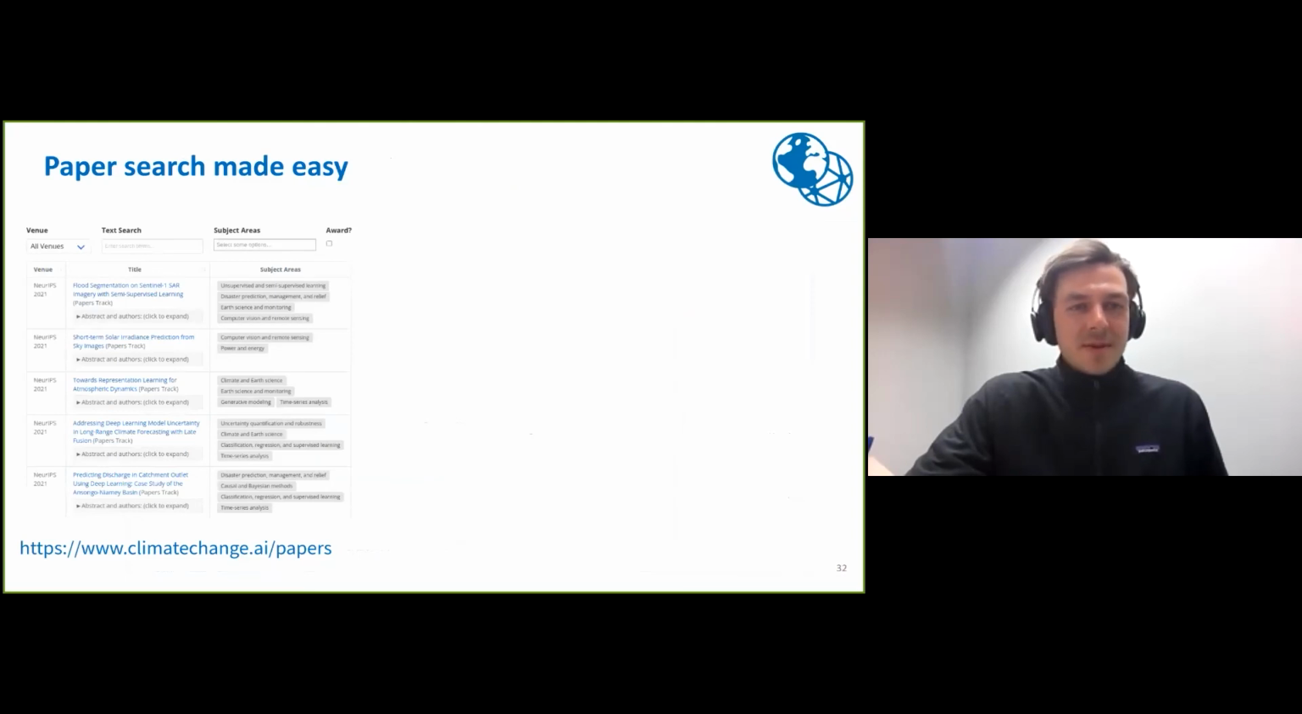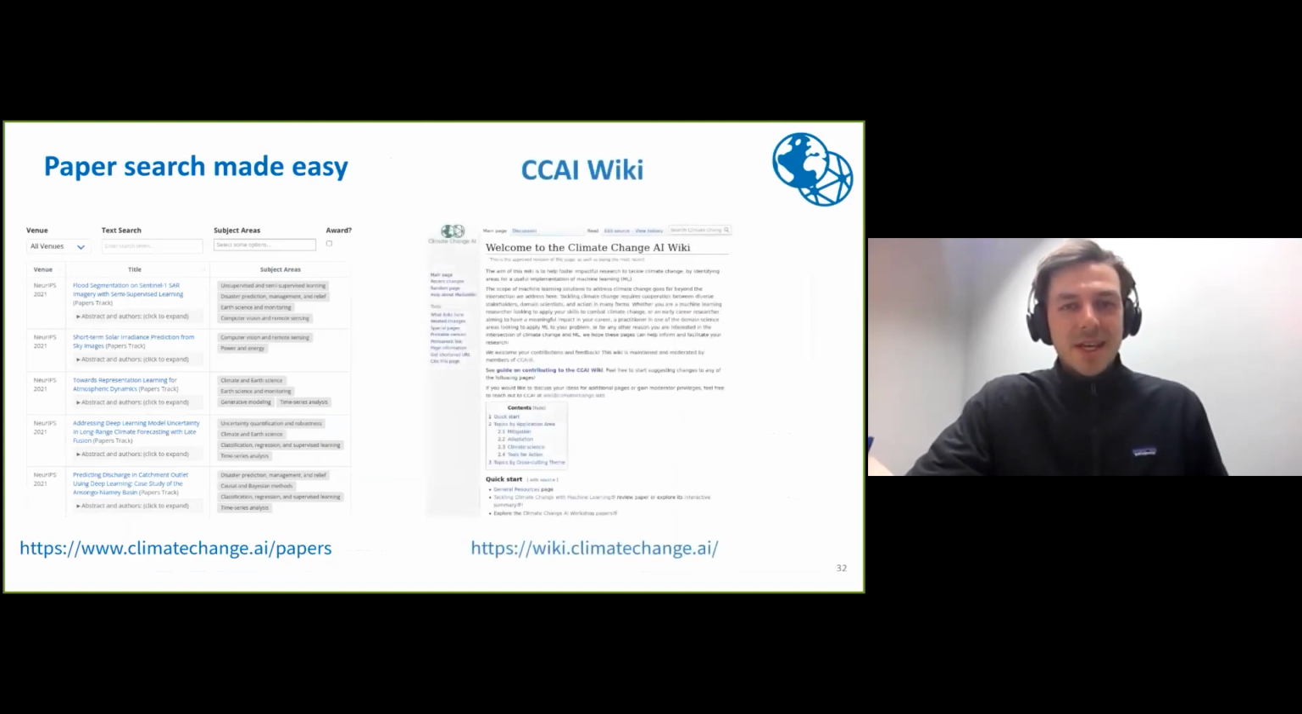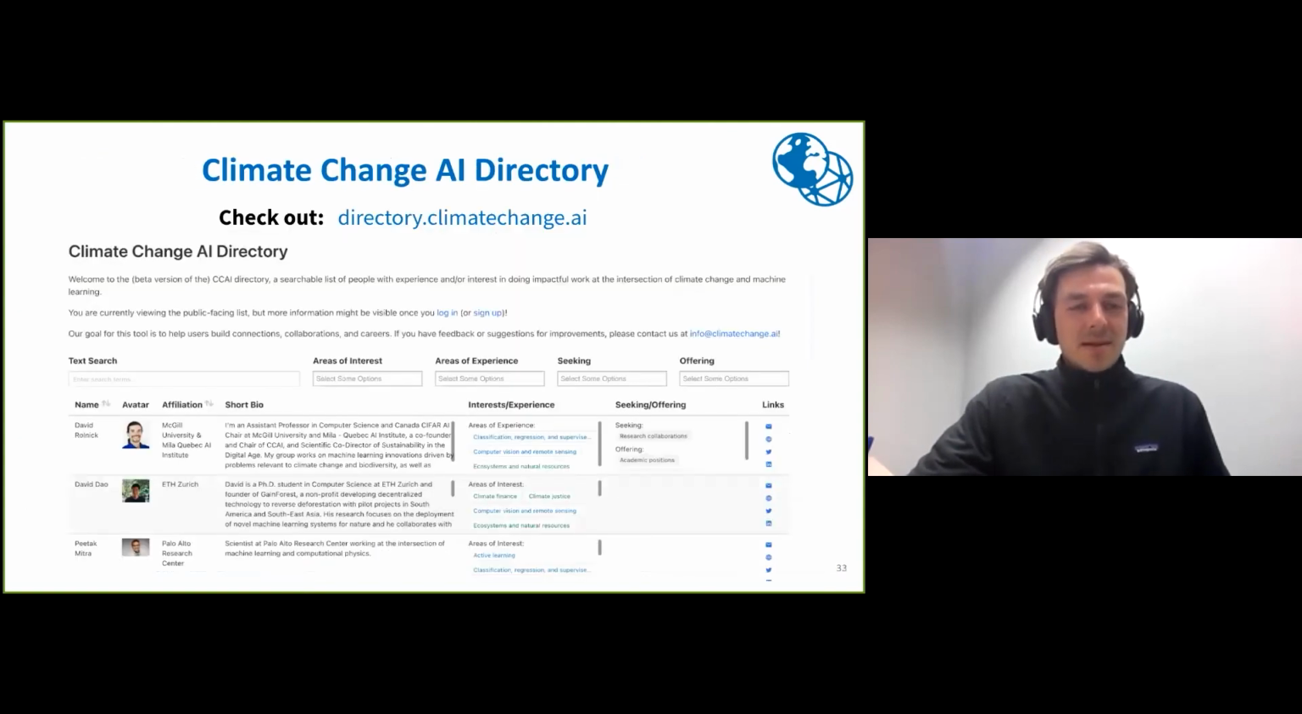We have the papers that were published at our workshops with a search engine for them. So if you're interested in a certain topic, you can just search for the papers, and we also have the wiki. So you see there's a lot of information out there. If you're interested, just go on our website and then you find all the links. Also the Climate Change AI directory, where you can find people who are working on certain topics.